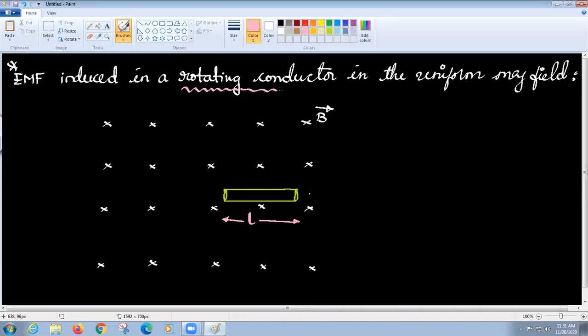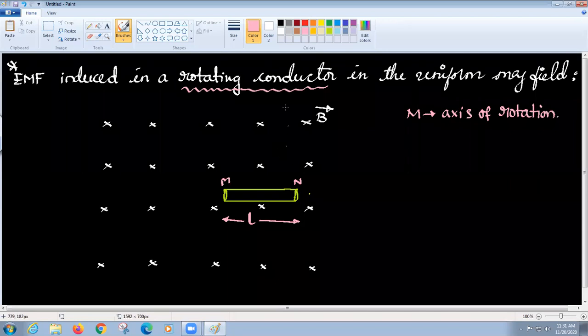Now what happens is that the conductor is rotating. You have a rotating conductor in the uniform magnetic field. So let me take two points. This point is M and this end is N. I have two ends, M and N respectively. Now we fix M as the axis of rotation. So with this clarity, we will rotate like this, anti-clockwise.